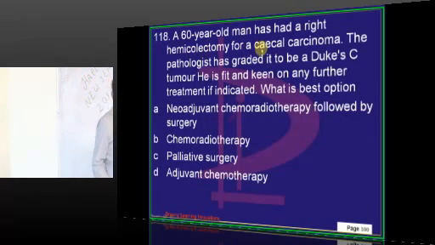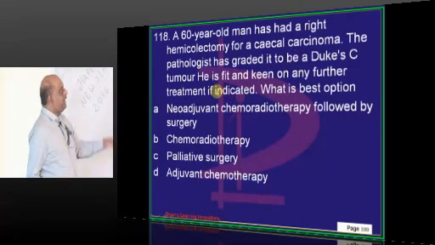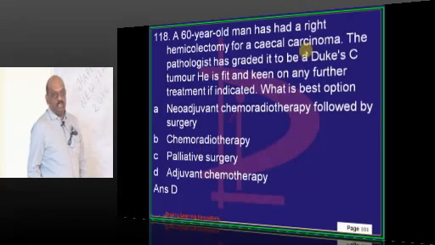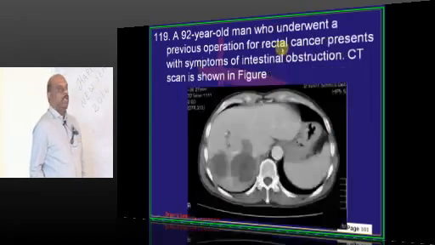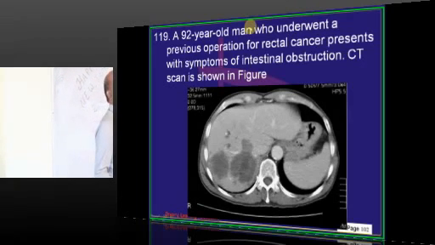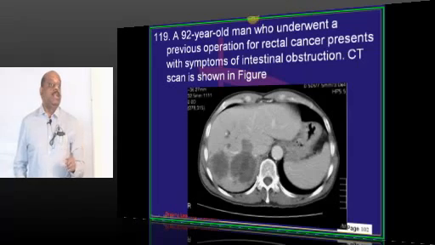A 60-year-old has a right hemicolectomy with cecal carcinoma. He is fit for surgery, and he has got a Duke C tumor. What is the best option in his given case? Adjuvant chemotherapy.